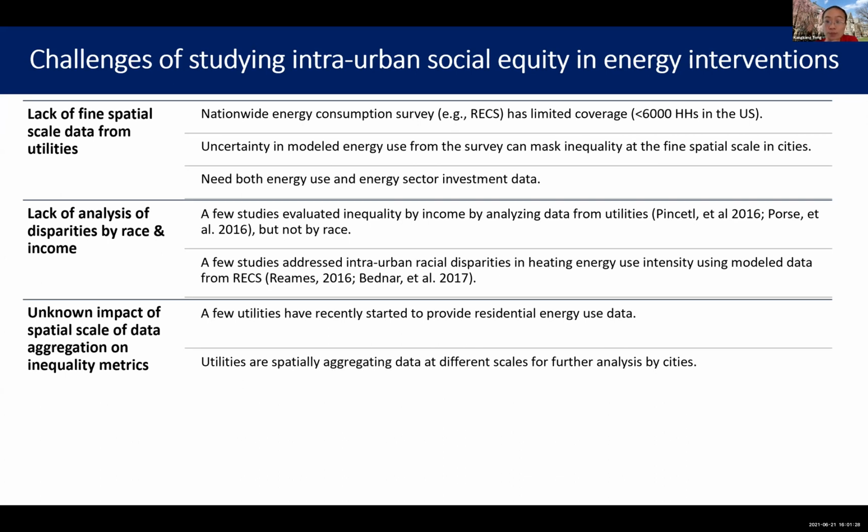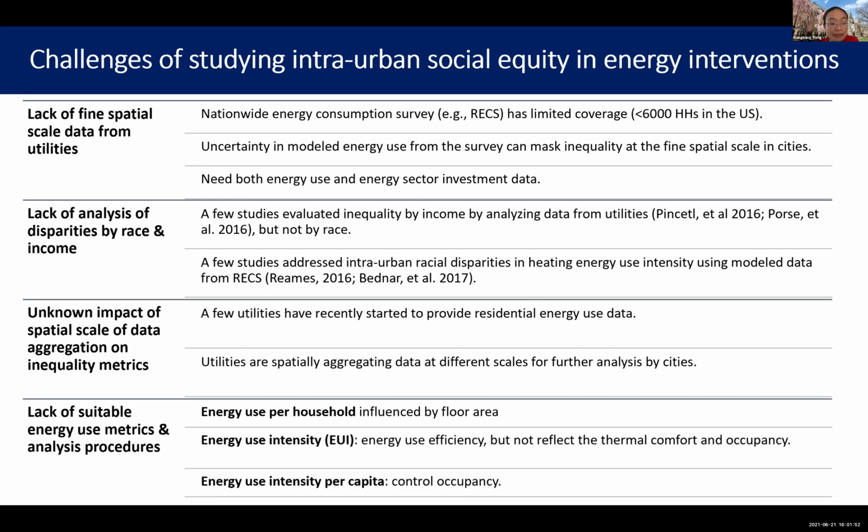And different utilities may choose different spatial scale aggregation. Some utilities, like in California, have zip code level data. And in St. Paul, Minnesota, cities can get census tract level data. So they get the data and can analyze it, but they don't know what impact aggregating the data has on the inequality metrics.